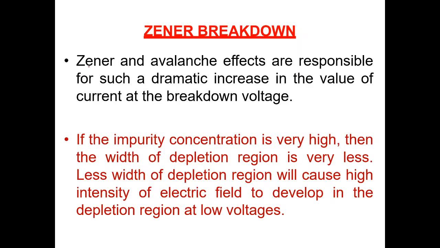So breakdown conditions are of two types: one is the Zener breakdown, another is the avalanche breakdown. Avalanche breakdown occurs mainly due to the breaking of covalent bonds.